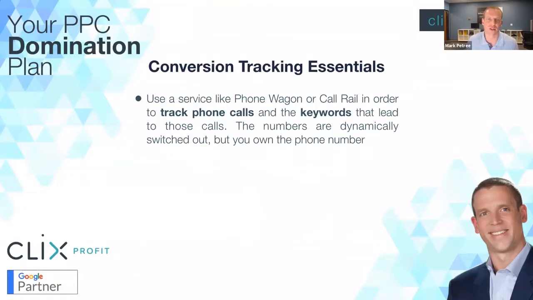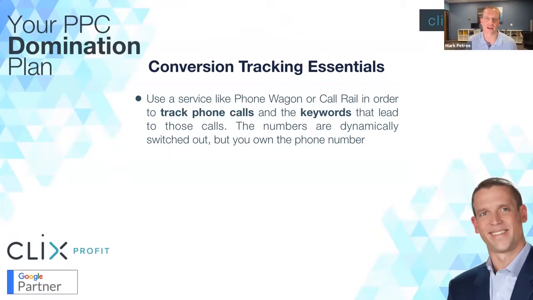So here are some essentials for conversion tracking. I mentioned this earlier. For the limo businesses I work with, I use PhoneWagon, but you can also use a service like CallRail. I believe there's another one called Call Tracking Metrics. Any of them can work. Essentially what they do is this. You put a phone number, one of their numbers that you own, on your website or landing page, and that number forwards to your phone number.